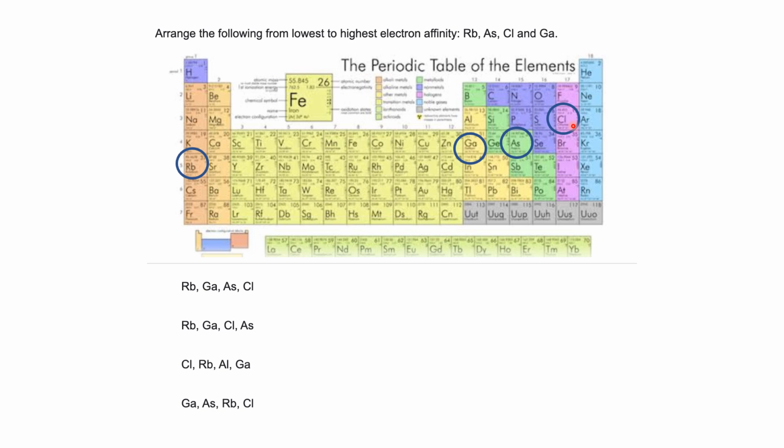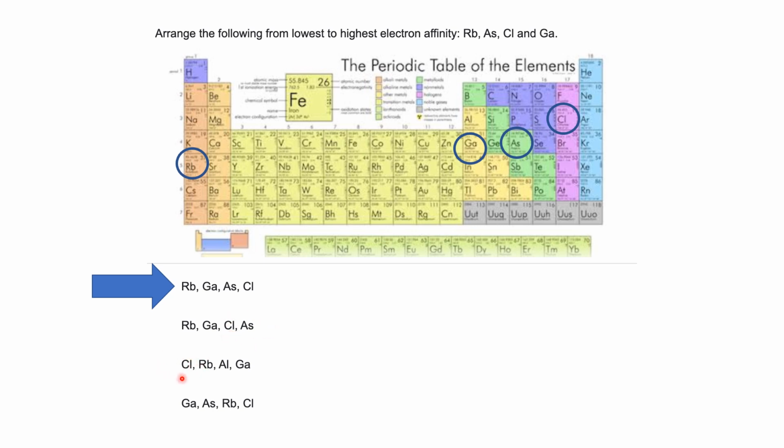Okay, now let's see if we are correct, and of course we are. Why is that not correct? Well, rubidium, it's the same, that is correct, and gallium is correct as well, but then arsenic having a higher electron affinity than chlorine? No, I'm sorry about that. In no circumstance can that be correct.